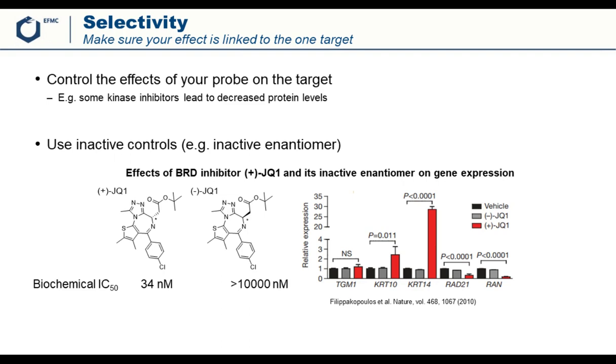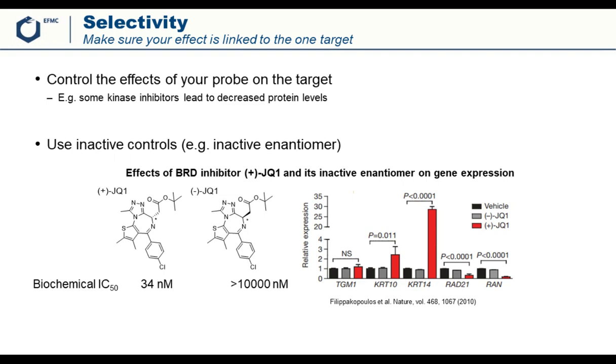Another couple of words on selectivity. It's always useful to control the effects of your probe on the target. For example, some kinase inhibitors are known to lead to decreased protein levels. So they not only inhibit the enzyme, but also decrease protein levels. And it's important to know this if you want to specifically learn the role of the enzymatic activity.